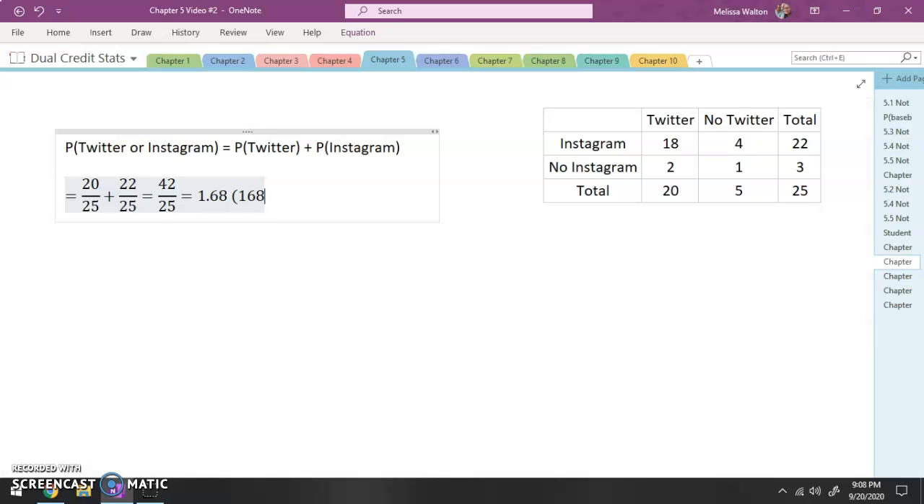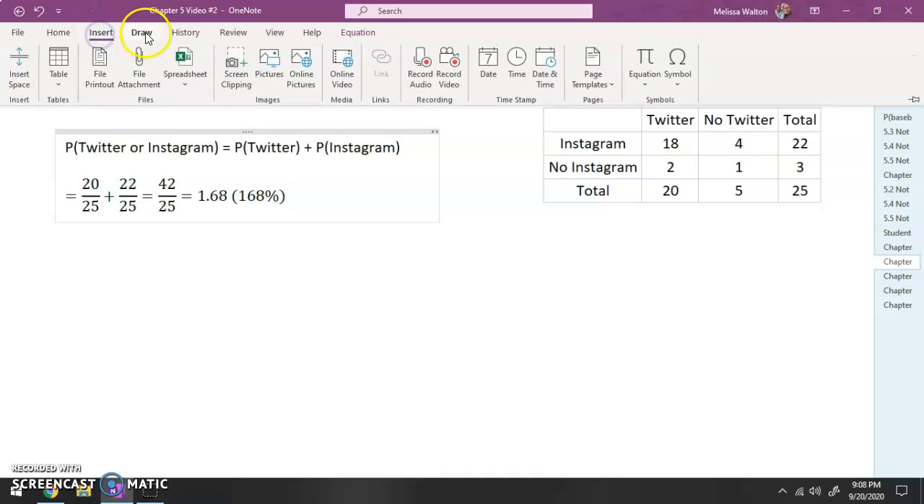But if I were to divide that out, 42 divided by 25, this is 168%. Oh boy. Yeesh. So something went wrong here. And here's the reason. These two events are not disjoint. These are not disjoint events. Some people have both Twitter and Instagram.